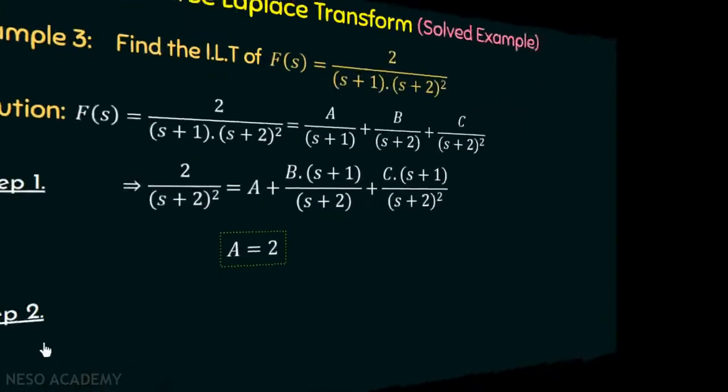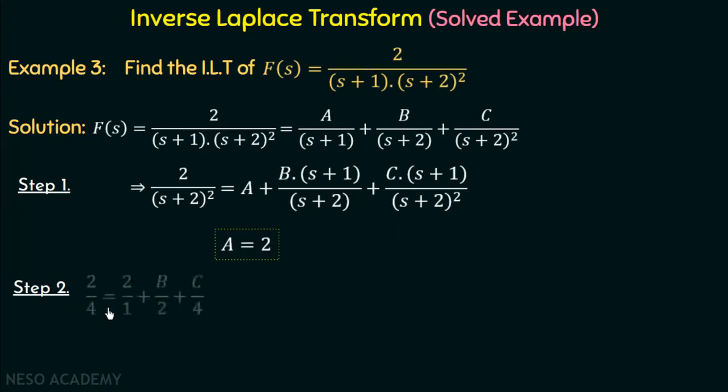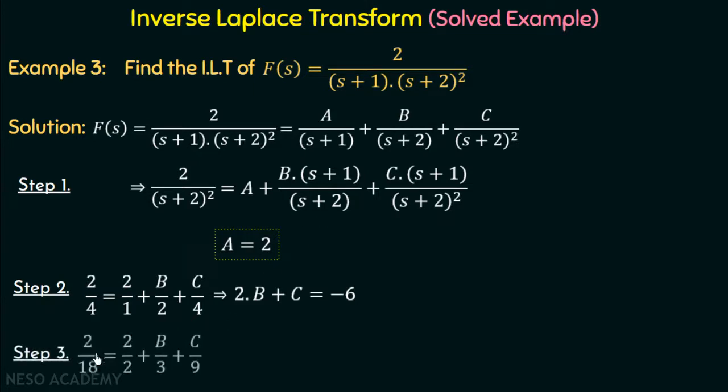So we need to try with some different values of s to find out the values of B and C. If we take s equal to 0, then we will have 2 over 4 is equal to 2 over 1 plus B over 2 plus C over 4. We have already calculated the value of A, so we have substituted the value of A in this equation, and if we solve this equation, we will get 2B plus C equal to minus 6. Similarly, if I substitute s equal to 1 in this equation, then we will get 2 over 18 is equal to 2 over 2 plus B over 3 plus C over 9. And if we solve this equation, we will get 3B plus C equal to minus 8.